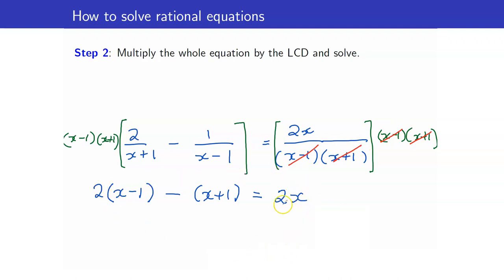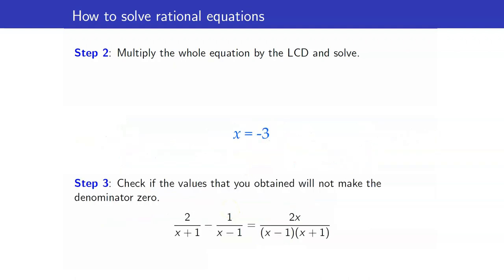What kind of equation is this? This is simply a linear equation. So let me distribute this. We get 2x minus 2 minus quantity x plus 1. It becomes minus x minus 1 is equal to 2x. I have 2x on both sides, so this gets cancelled out. And therefore, I am left with, I will put the x on this side, is equal to negative 2 minus 1 is equal to negative 3.